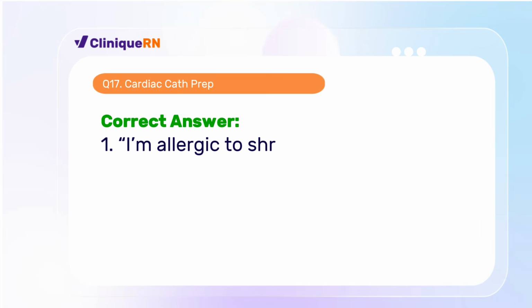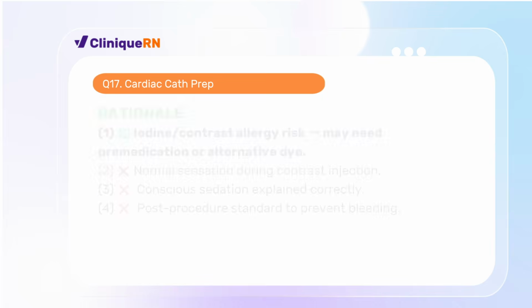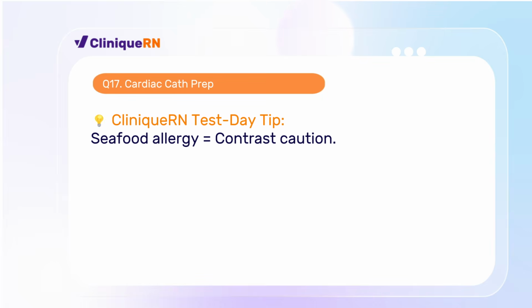The correct answer is 1. I'm allergic to shrimp. Rationale. 1. A risk of allergy to iodine or contrast dye may require pre-medication with antihistamines or corticosteroids, or the use of an alternative contrast agent. 2. Normal sensation during contrast injection. 3. Conscious sedation explained correctly. 4. Post-procedure standard to prevent bleeding. CliniqueRN tip. Seafood allergy means contrast caution.